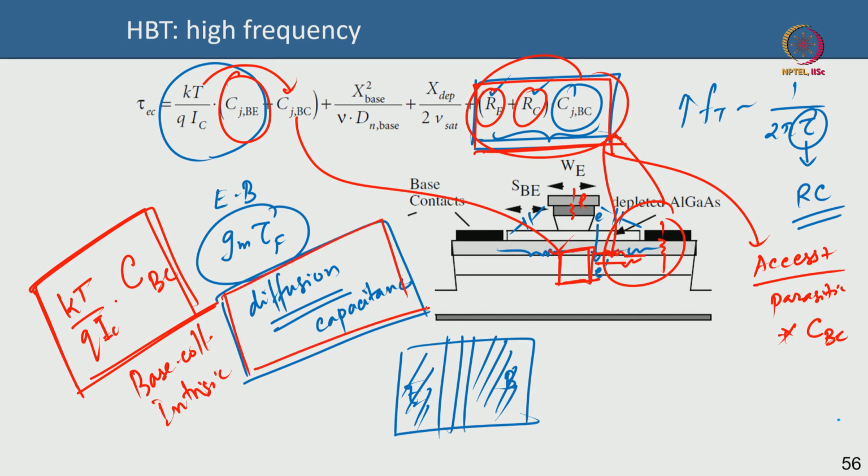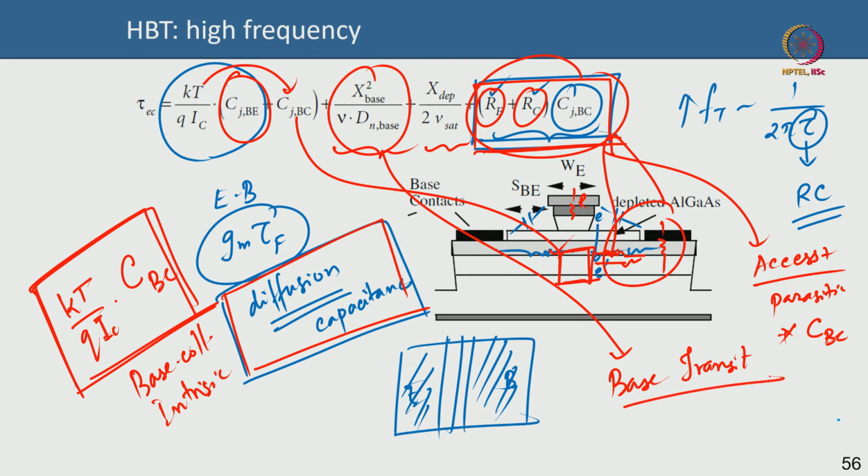Now, there are two more terms, this and this. So, what are those terms? This term is the base transit time. What happens is that you have a minority charge storage in the base. So, how quickly are you flushing the charge out? Essentially, the charge stored in the base, as I told you in some classes before, divided by the collector current that clears, or flushes, the charge out, that is your base transit time.